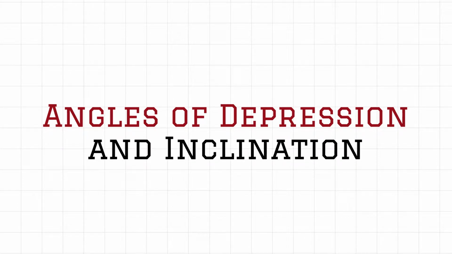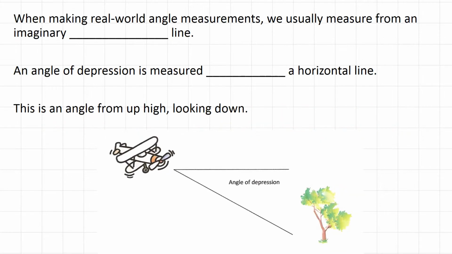Two common vocabulary words for talking about angles are angles of depression and angles of inclination. Oftentimes when making a real world angle measurement, we usually measure from an imaginary horizontal line. And I shouldn't even say that it's always imaginary. Quite often it's the ground, but you have to assume that the ground is level and horizontal.